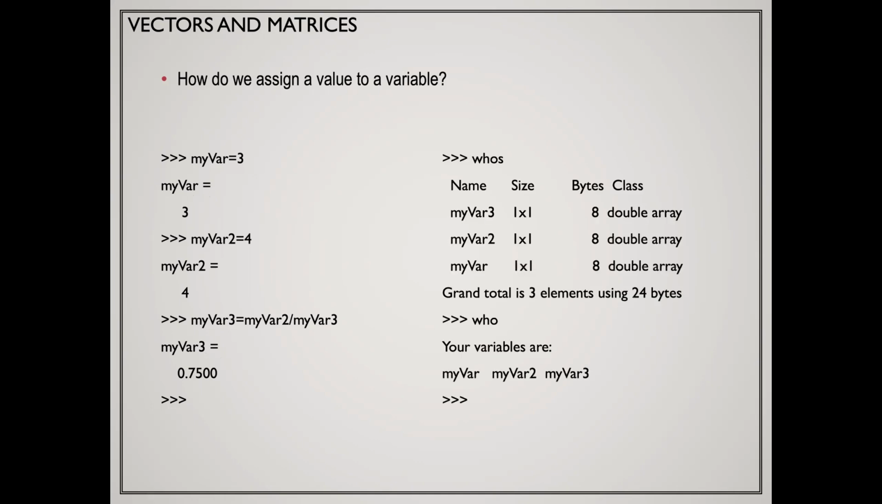So to get the pertinent information from Matlab, we could do the whos command, and this would provide us with an overview of the size of each variable, the bytes in memory that are being stored, and the class that they belong to. So this gives us three elements that has a size of 24 bytes. And if we want to see what variables are contained in our workspace, then we could simply do the who command, and that would provide us with the names of each of the variables that we currently have stored.